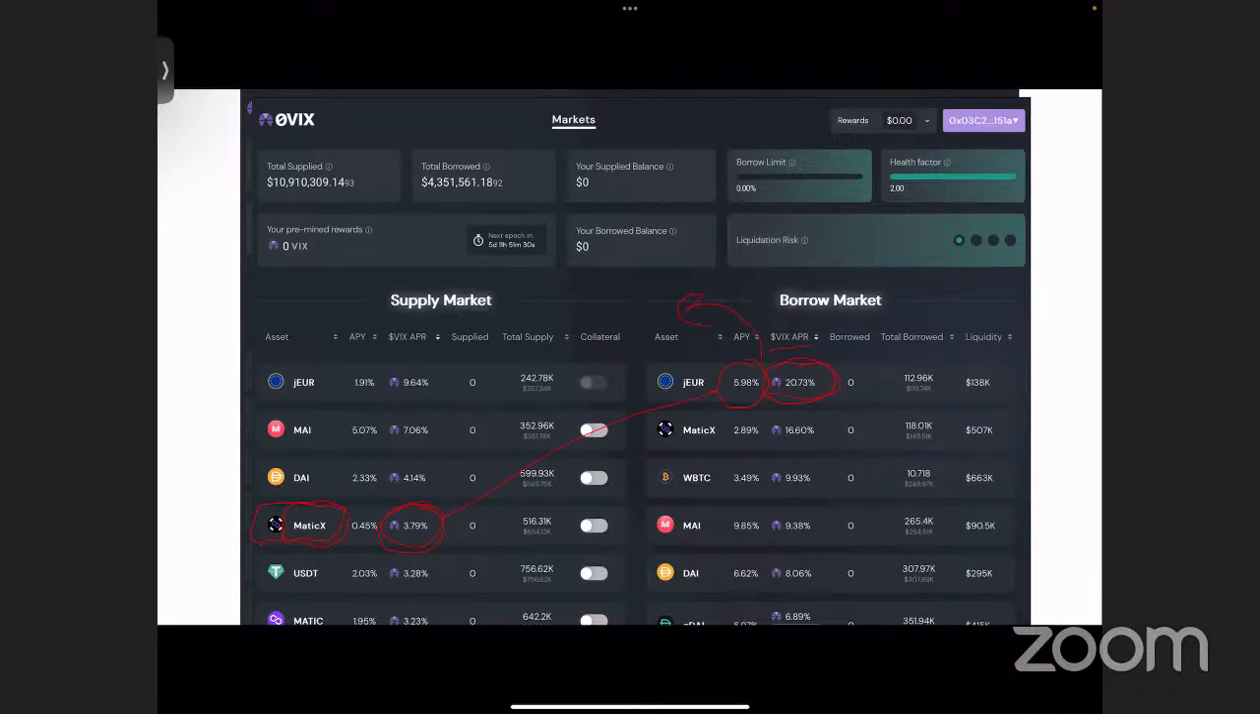Well, the only problem here, it's written, it's pre-mined. So actually, the APR here are all fake. So the token doesn't exist. You will receive an IOU, so a pre-mined token.